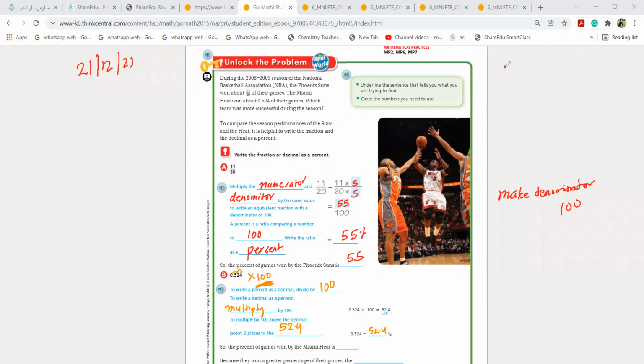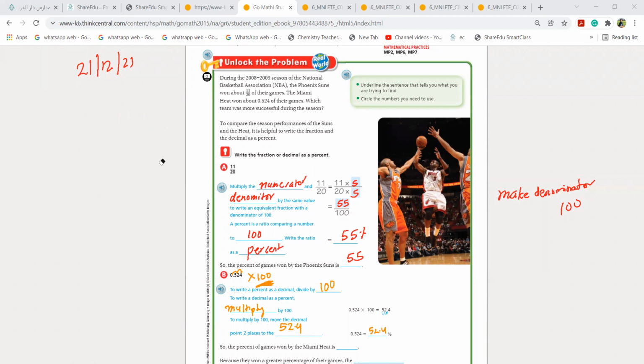Now girls, listen to me here. Any number they give you, 3.2, and they ask you the percentage, what will you do? You will multiply by 100. Any decimal they give you, and they ask you what the percentage is, you will multiply by 100. When you multiply by 100, the decimal moves to the right. Did you get it? Understood?